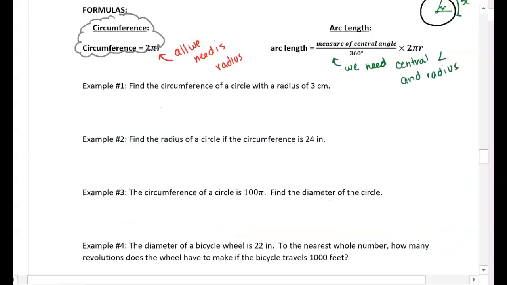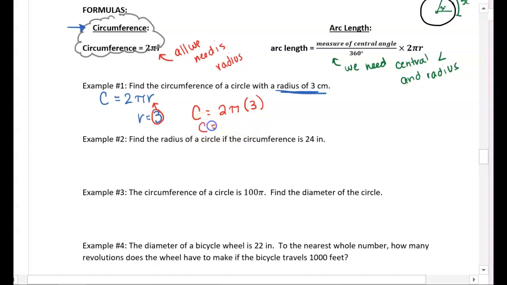All right, so let's look at example 1 here. It says find the circumference of a circle with a radius of 3. We want to find the circumference, so we're going to use the circumference formula. Notice it says to find the circumference, all we need is the radius, which is given to us. So the circumference formula is C equals 2 pi r, and I know my radius is 3. So I'm going to take this radius and plug it in for r. My circumference is going to equal 2 pi times 3.